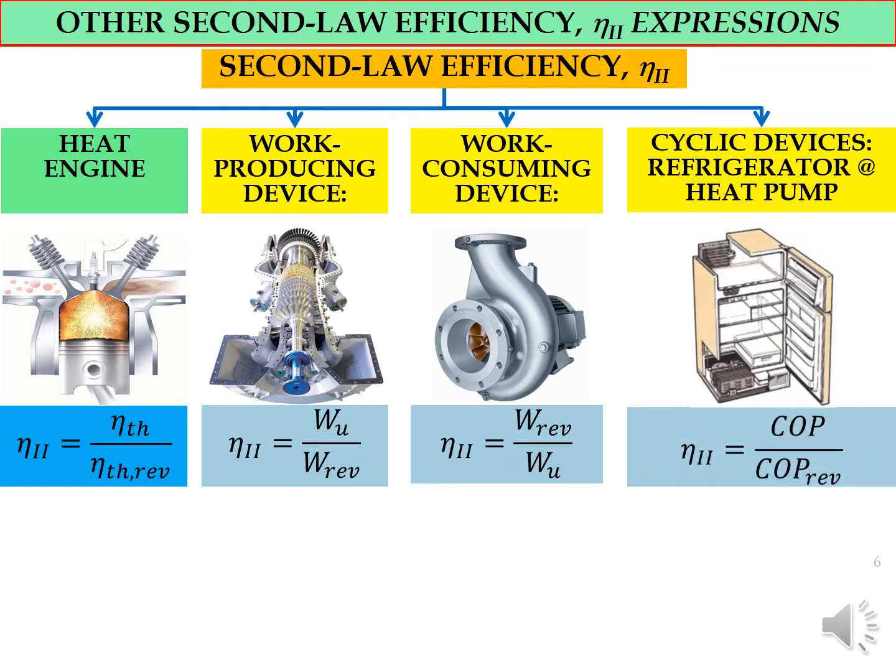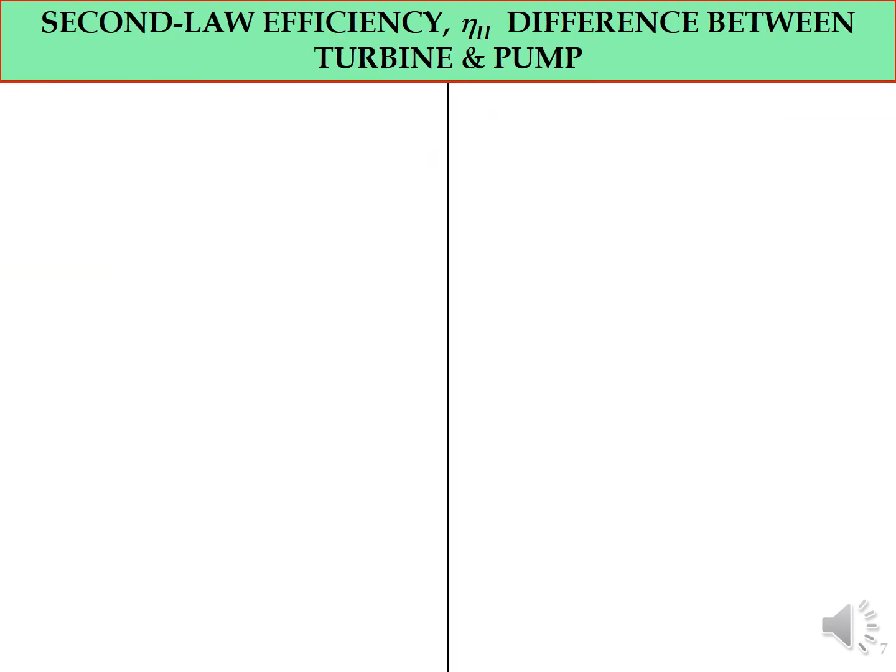So the second law efficiency is equal to the coefficient of performance divided by the coefficient of performance reversible. Second law efficiency, differences between turbine and pump. As you can see in the previous slide, I already showed we have 4 categories: heat engine, work producing device, work consuming device, and another one is the cyclic device. Here I'm going to show you the difference between the work producing device and the work consuming device.